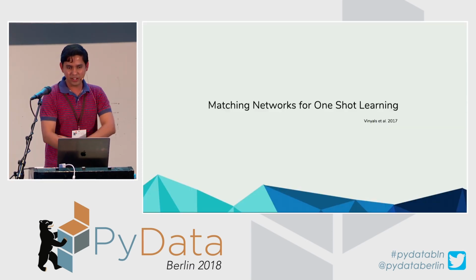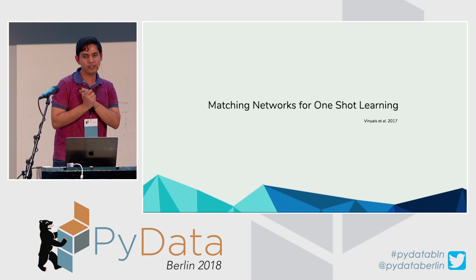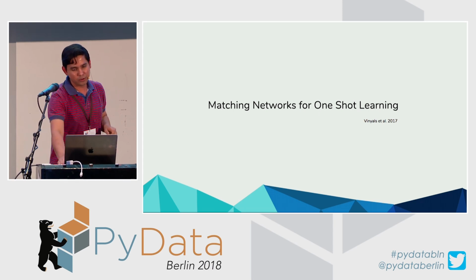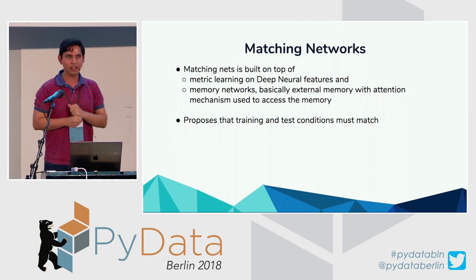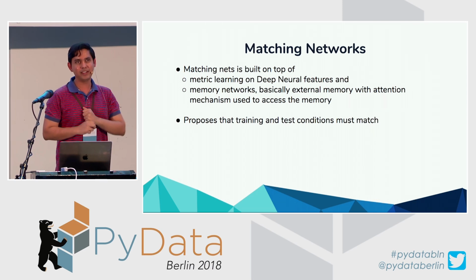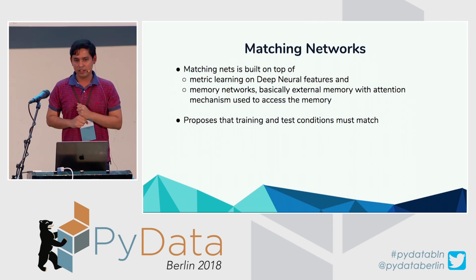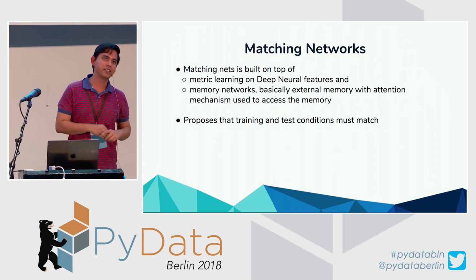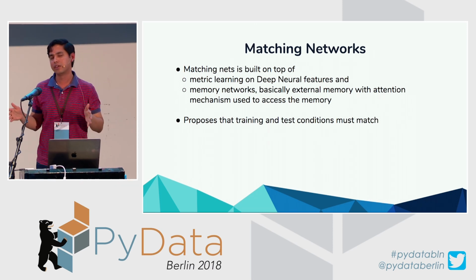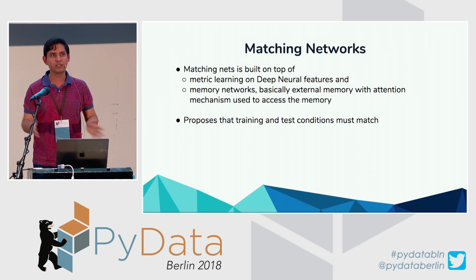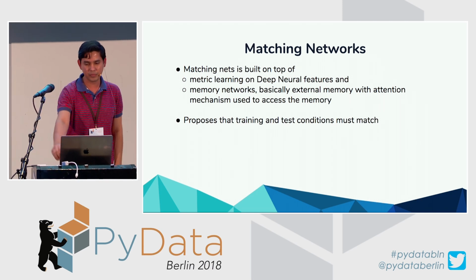So that brings us to the next paper, matching networks. This is done by Vinyals. He's also a DeepMind fellow. What he did was also ingenious. What he did was, okay, I'll use an NTM. I'll also use an LSTM. But instead of just using a similarity between images, I'll put in attention logic. And also what he proposed was that training and test conditions must match. So if you are showing five samples of images in one bucket during the training phase, the test conditions should also match. You should also show 5 classes in the test.